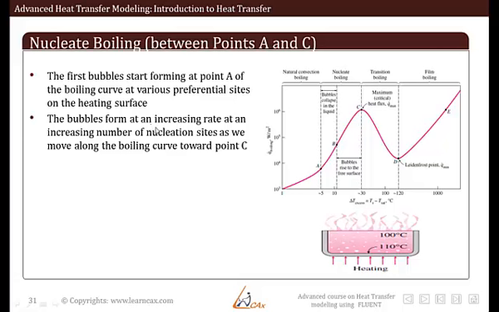The bubbles form at an increasing rate and they also increase in number, that is, the sites at which bubbles are formed go on increasing, and they move along the boiling curve towards the point C. So as we move towards the point C, the number of bubbles that are formed goes on increasing, as well as the sites at which bubbles are formed, till the point C, at which the heat flux is highest, and also the T excess keeps increasing as we move ahead on the boiling curve, and this is referred to as the nucleate boiling regime. So let us divide this into two regions, that is point A to B and point B to C.